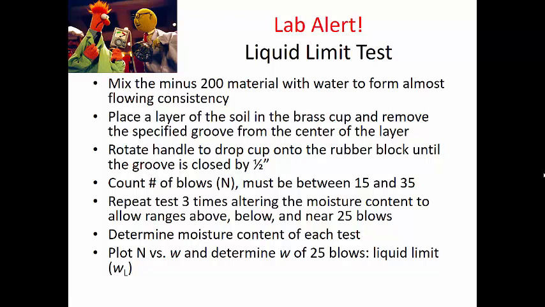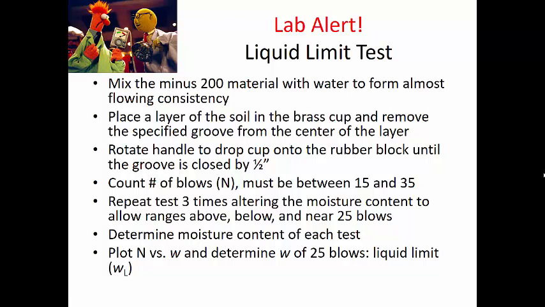Now I want you to understand that we want to count the number of blows that we are applying to that soil. And we want to do this in a constant fashion, where it's usually about a drop or two per second. Okay, and then you count the number of blows, and you're hoping that the number of blows is between 15 and 35, somewhere in that range. What you're looking for is 3 different ranges of blows as that groove closes in.